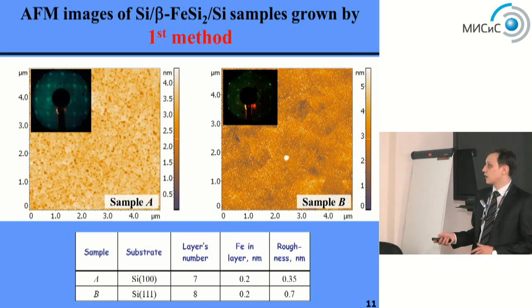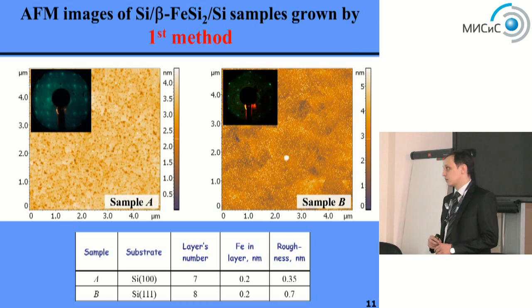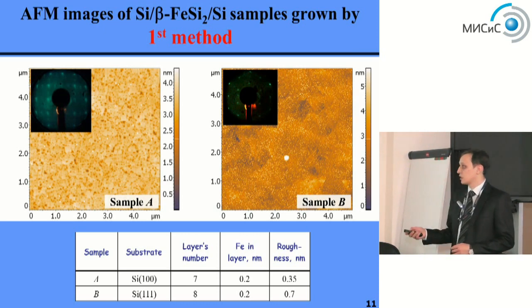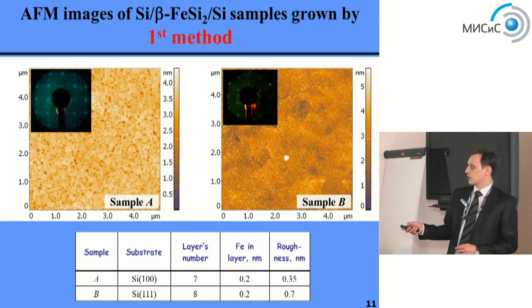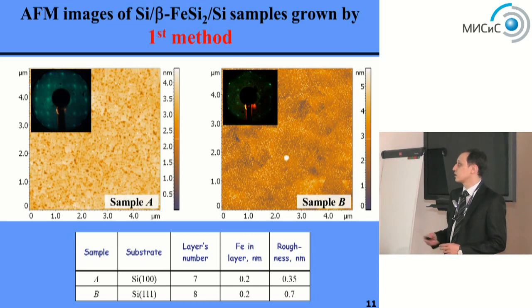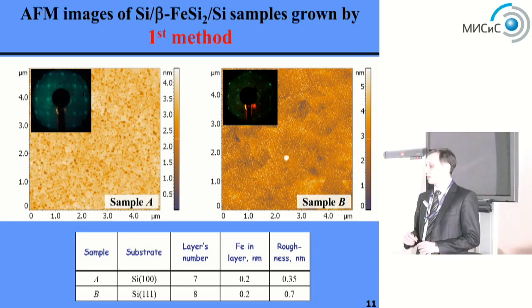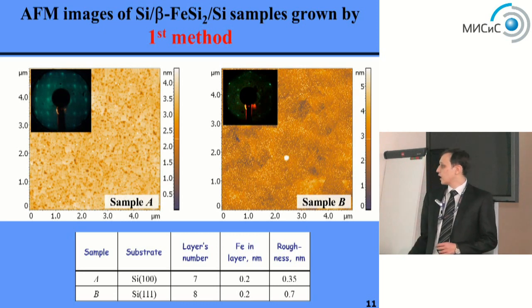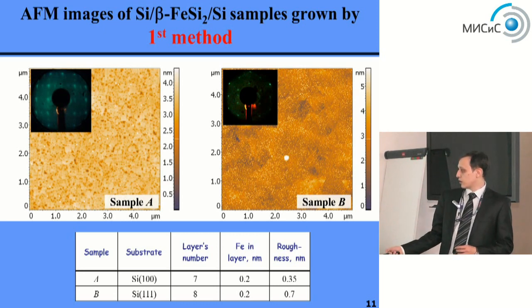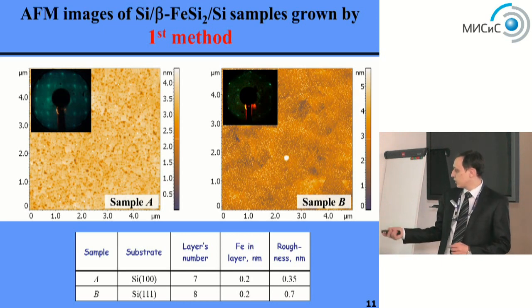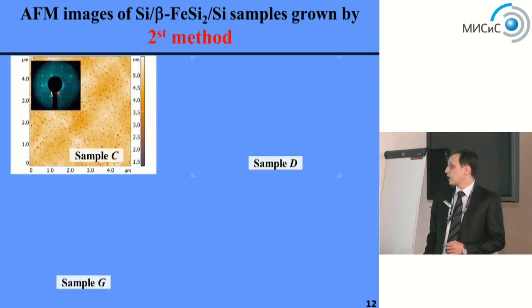layer, silicon layer, has not so bad quality. It means we see dots in the LEED picture. It means that it's an epitaxial layer. Sample A is for direction 0100, B for another direction.